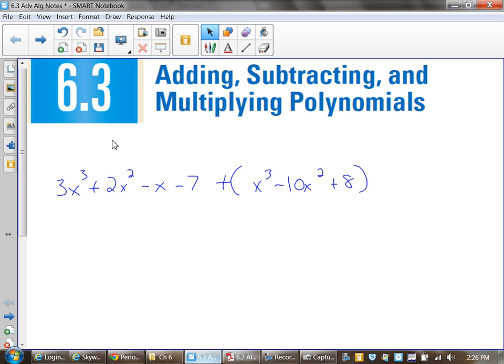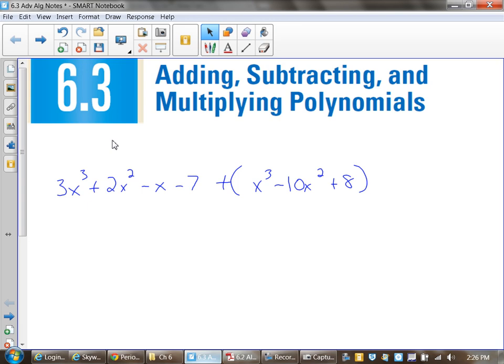All right, 6-3. Adding, subtracting, and multiplying polynomials. This is a section that I do know for certain that you have done, and I do know for certain that it does not take long to go through and master. I'm going to give you a couple of tips and tricks as far as how to set these problems up in such a way that it makes sense every time.